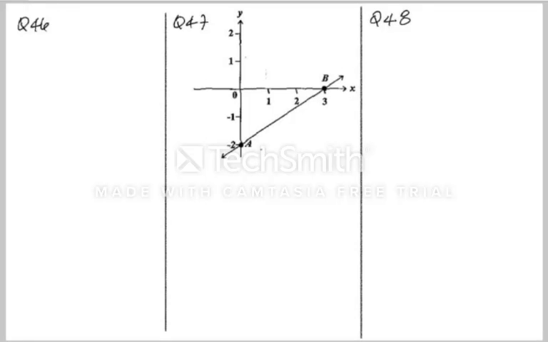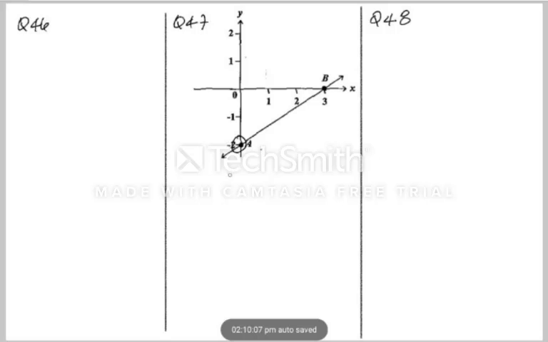All right, next we're going to look at question 47. In question 47, it says the straight line AB cuts the y-axis at. So this is the y-axis, and this is the line. This is the y-axis here, and this is the line AB. So the straight line cuts the y-axis at that point.